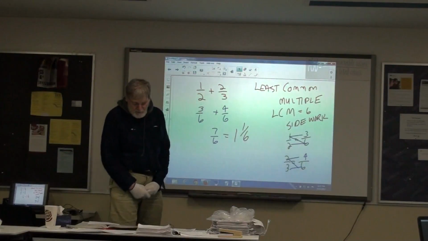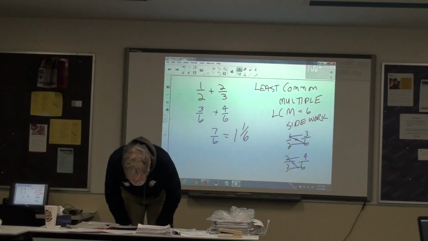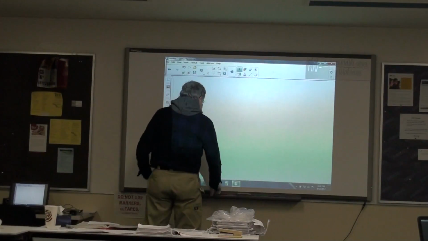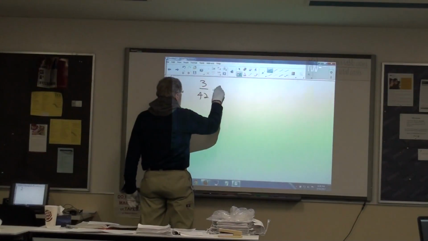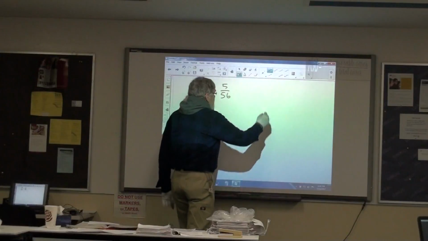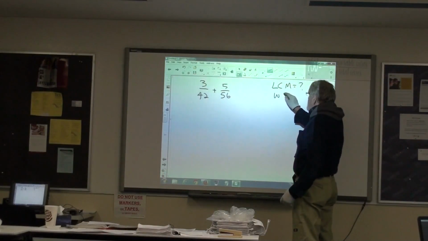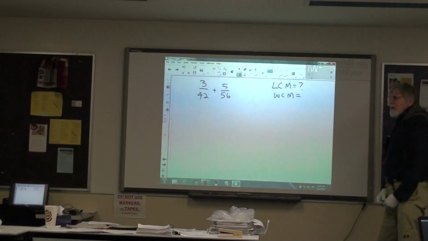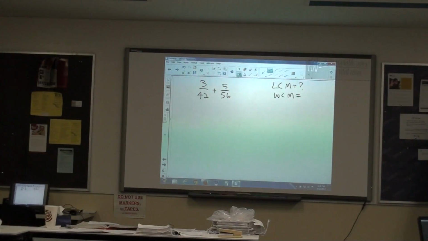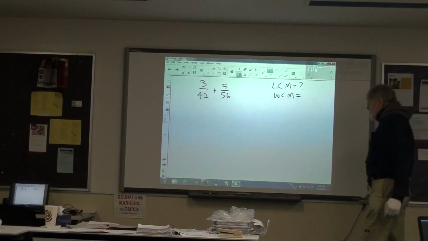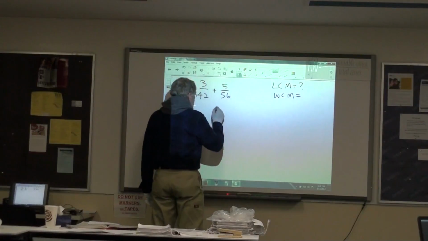technique for finding the least common multiple, and I'm going to add two fractions together: 3/42 and 5/56. So I have to find the least common multiple, and I don't know what it is yet. But there is another denominator I could use called the worst common multiple. The worst common multiple would be just multiplying 42 times 56. Aren't you guaranteed to have a number that both 42 and 56 will divide into? But we can probably do better than that. So we're looking for the least common multiple of 42 and 56.